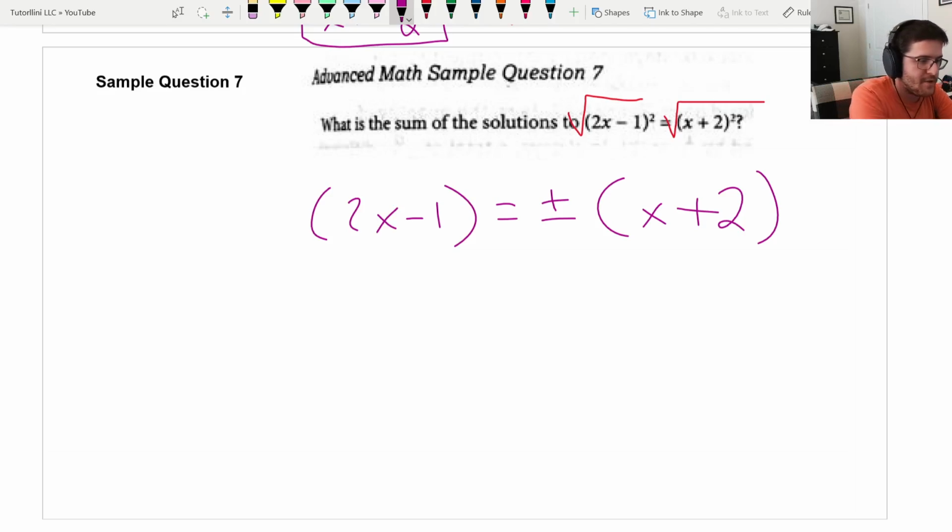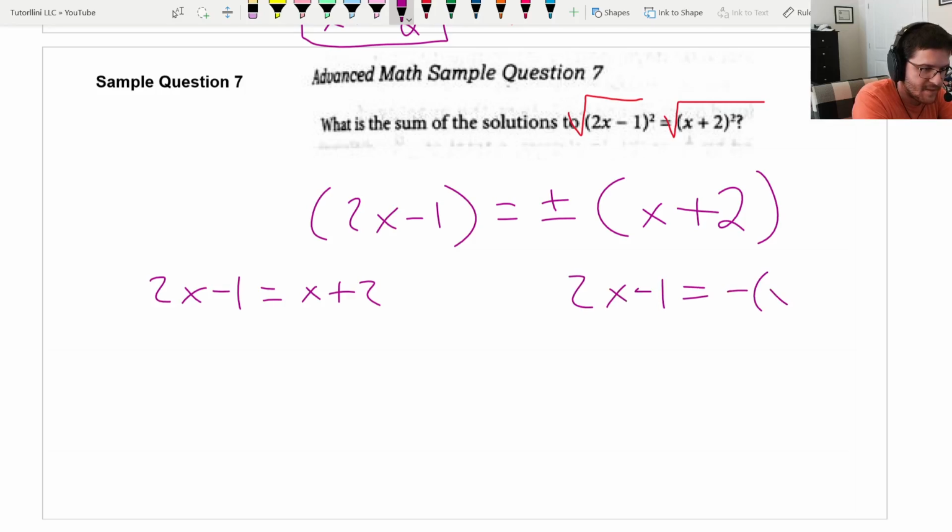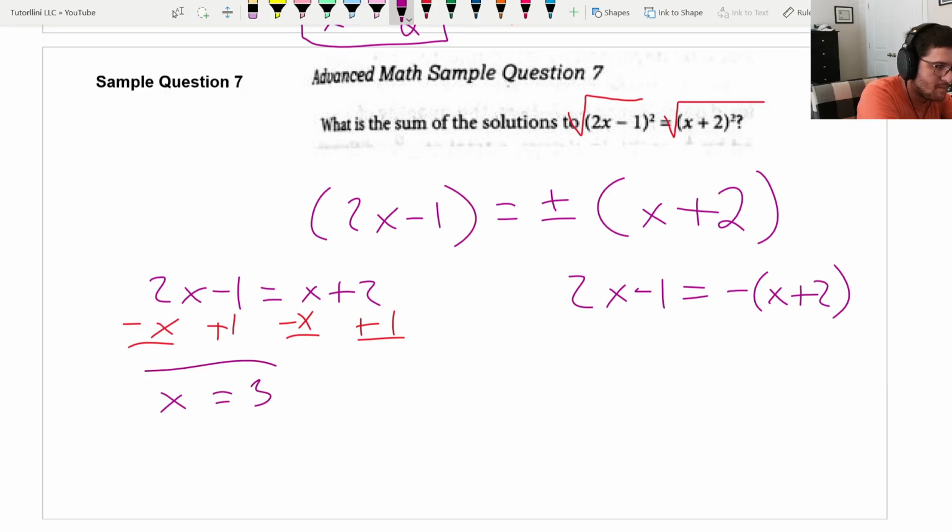What I'm going to do now is break this up into 2 equations. So positive x plus 2, and then we'll do 2x minus 1 equals negative x plus 2. So this one, I subtract x from both sides. And let's get the numbers to the other side. So I'll add 1 to both sides. And I get x equals 3.